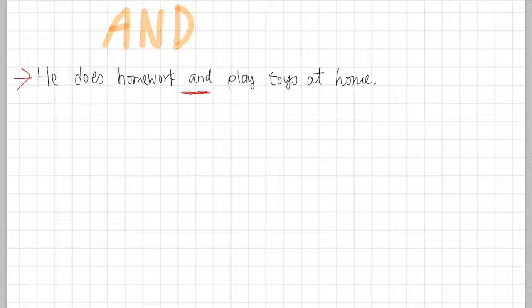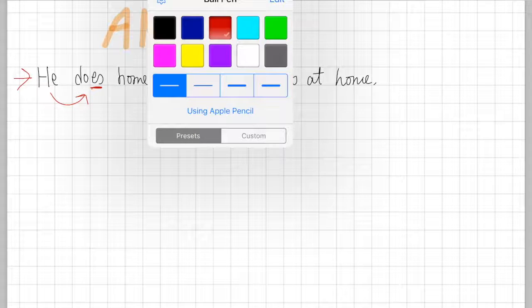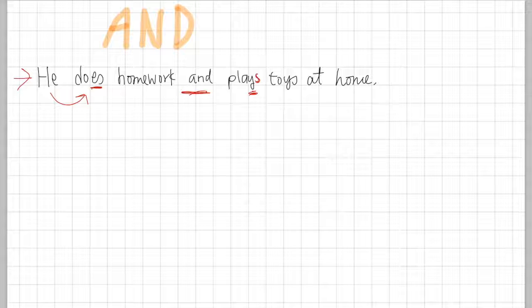Alright, now here we added "es" after "do" to make it "does" because there's a "he". What about here? When you were thinking about it just now, did you think about adding an "s" here? Yes, we actually do need to add an "s" here. Why do we need to do that? I'm just going to use a different color. We added "es" after "do" to make it into "does" because of the pronoun "he", right? And the same goes for that.